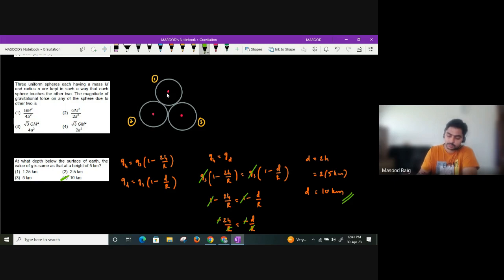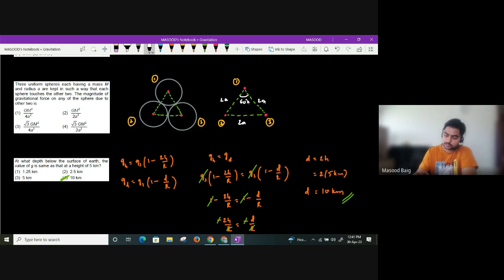Now they are identical, so the distance between them will be 2a. This is also 2a. This is also 2a. So now I have 3 masses placed on the vertices of an equilateral triangle. Yes or no? All are identical masses or not? Yes. So this is the first sphere, this is your second sphere, this is your third sphere. What is the distance between them?